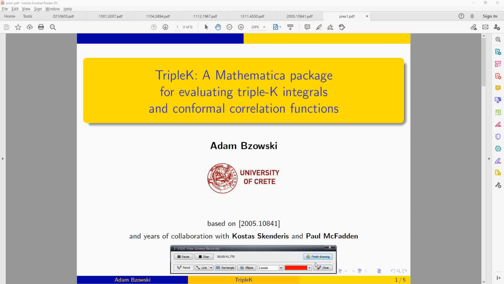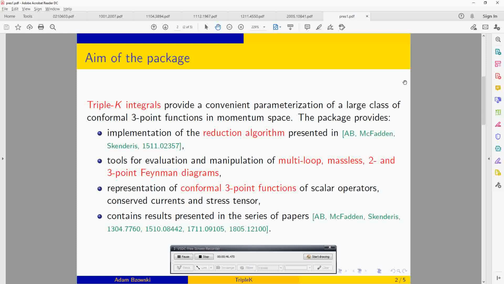Okay, so what TripleK integrals do is they express a large class of Feynman integrals and conformal three-point functions, and they provide exact analytic results that were previously not known. And this is implemented by a reduction algorithm that was presented in this paper. And it's very convenient for cosmology.